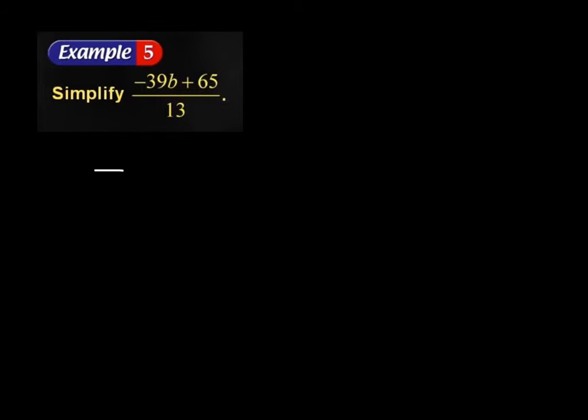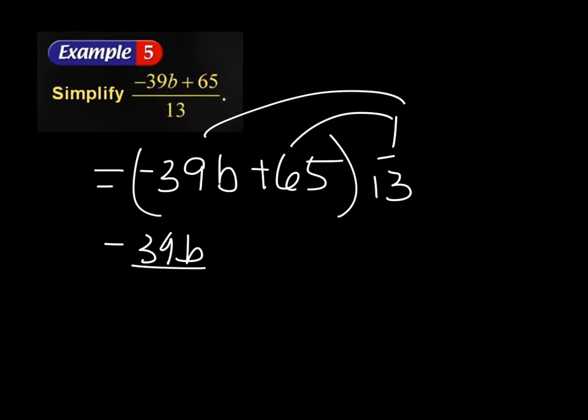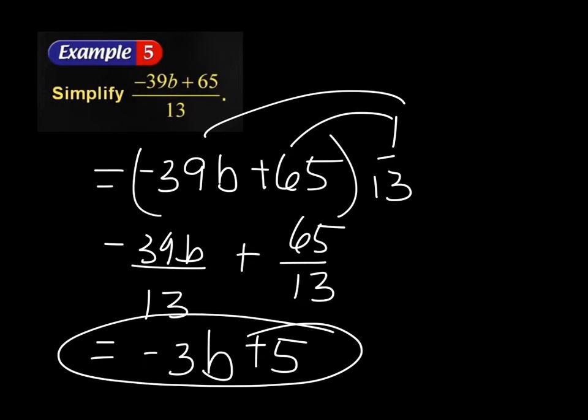Dividing by 13 is the same as multiplying by 1/13, so we can write that as negative 39b plus 65 times 1/13, and then we could distribute that. So that'd be negative 39b over 13 plus 65 over 13. Negative divided by positive is a negative. 39 divided by 13 is 3. And 65 divided by 13 is 5. They are not like terms. I can't combine them. I am done.